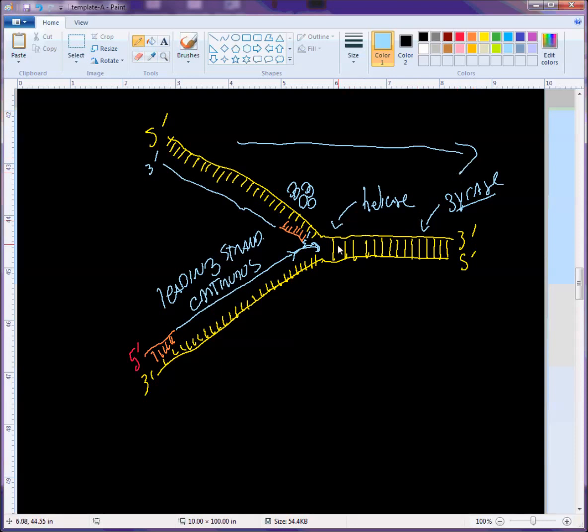And so as this part of the DNA becomes available, we're going to need another RNA primer put down here, and then we're going to need the DNA polymerase to come back and replicate that little piece. So this is discontinuous synthesis, the lagging strand here. The lagging strand is synthesized discontinuously.